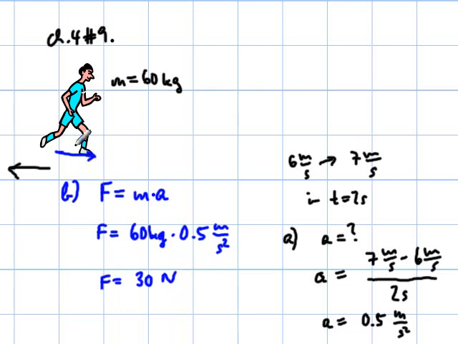Notice that the weight of the runner is not figuring into this formula because we're talking about the force in the horizontal direction, and the weight is in the vertical direction, a weight of 600 newtons, which, by the way, is cancelled by the support force of the ground on him, also of 600 newtons up. But those two forces are in the vertical, while here we're talking about the force in the horizontal that accelerates him along the horizontal.